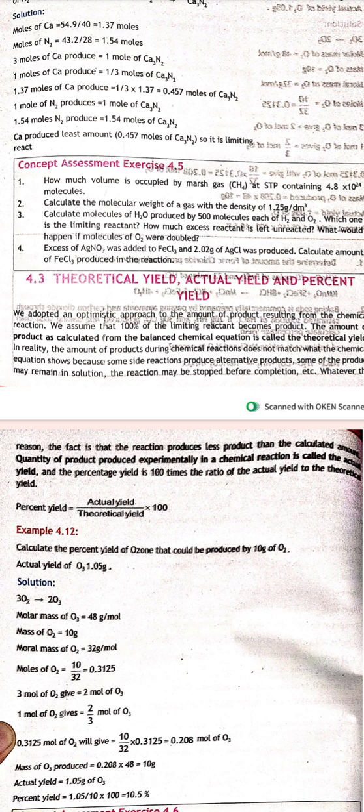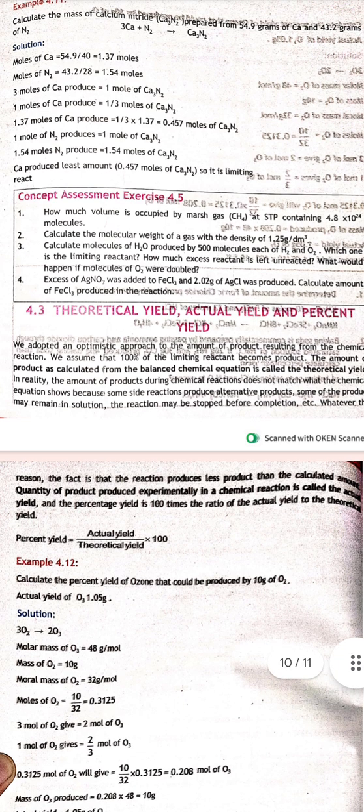I think they have something wrong here. Let me see. Okay, 1.37 moles of calcium will produce 0.457, and 1.54 moles of nitrogen produce 1.54 moles. They have to write 0.457 instead.